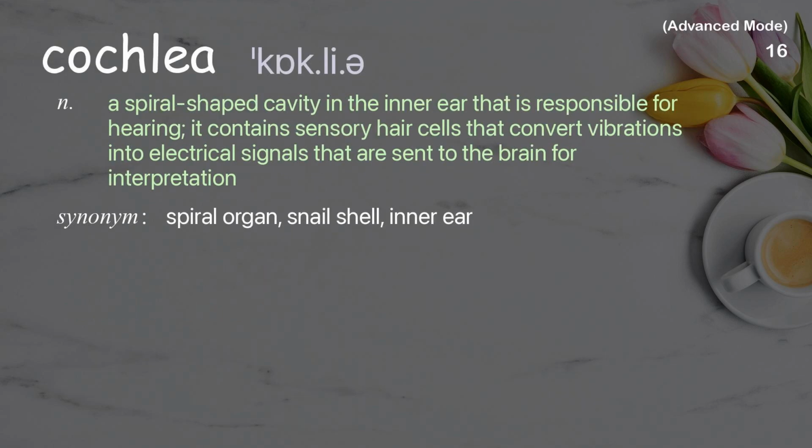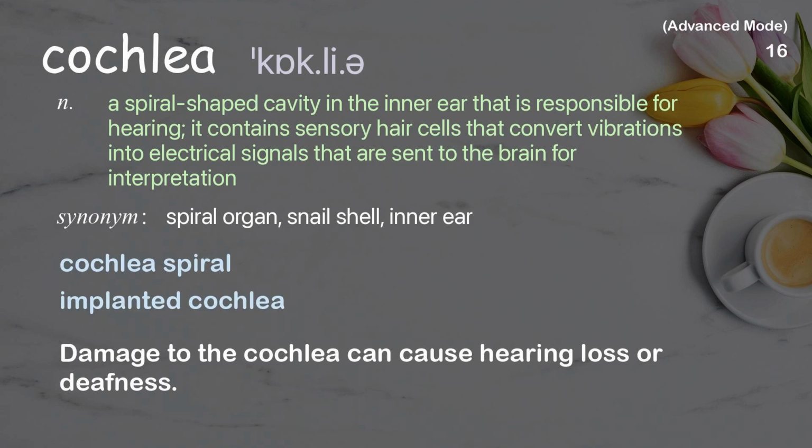Cochlea. A spiral-shaped cavity in the inner ear that is responsible for hearing. It contains sensory hair cells that convert vibrations into electrical signals that are sent to the brain for interpretation. Examples: cochlea spiral, implanted cochlea. Damage to the cochlea can cause hearing loss or deafness.